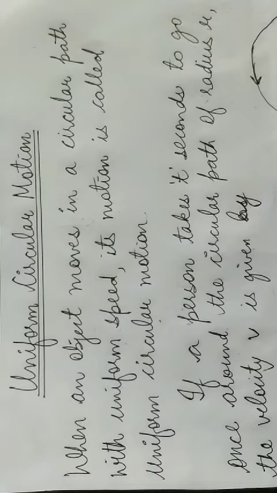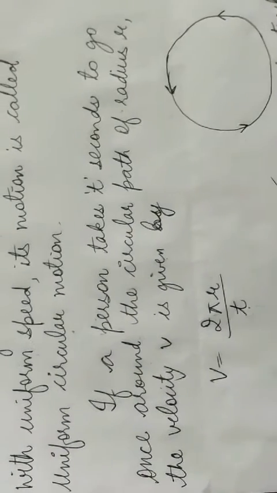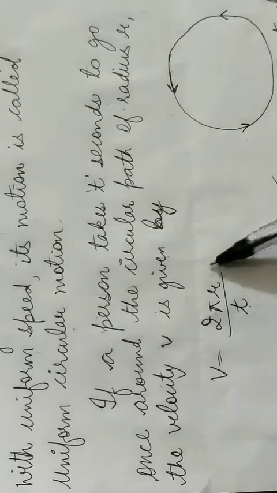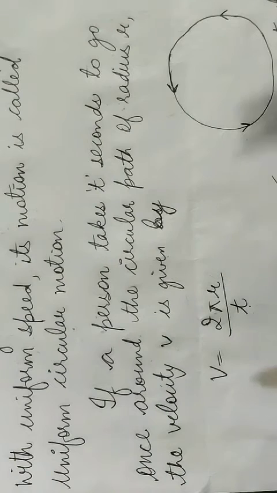Uniform circular motion. When an object moves in a circular path with uniform speed, its motion is called uniform circular motion. If a person takes t seconds to go once around the circular path of radius r, then the velocity v is given by v is equal to 2 pi r upon t, where r is the radius of the circular track and this 2 pi r represents the circumference of the circle.